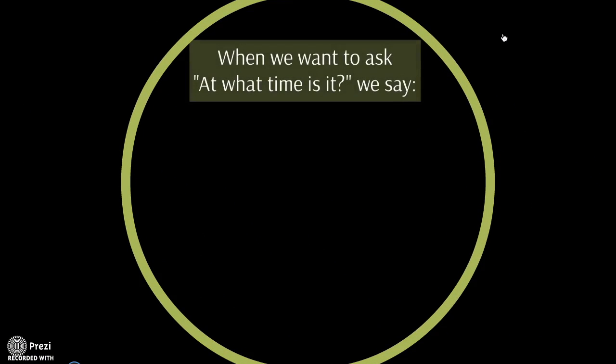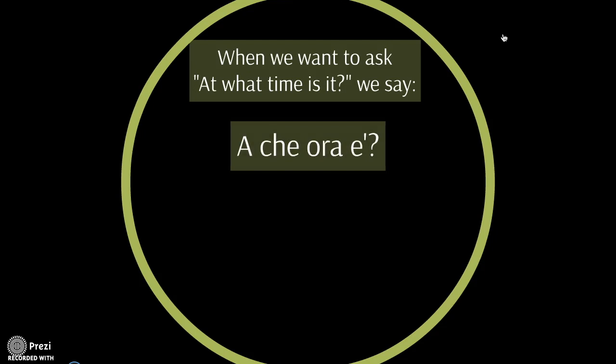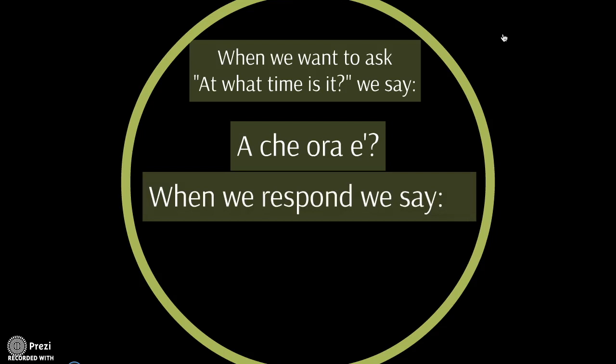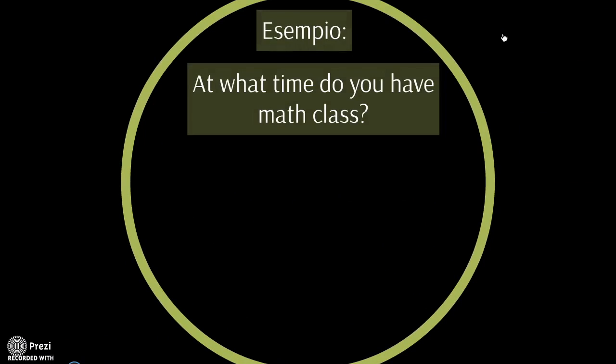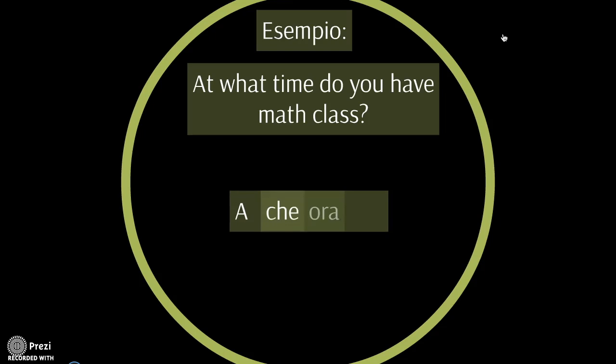So now we're going to talk about at what time is it. If I want to ask at what time something is, I use the expression a che ora è. When we respond, we use the simple alle. So, let's take a look at an example. At what time do you have math class? Well, if I want to ask this question, I need to break it down into very simple parts. We know that at what time is a che ora.